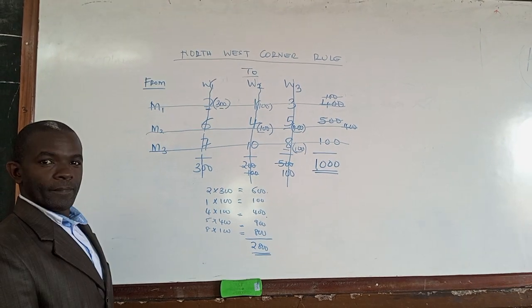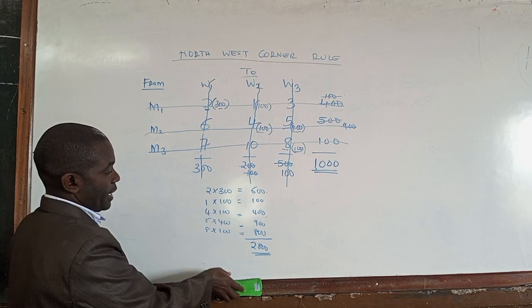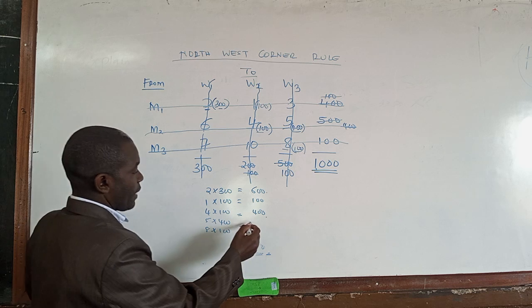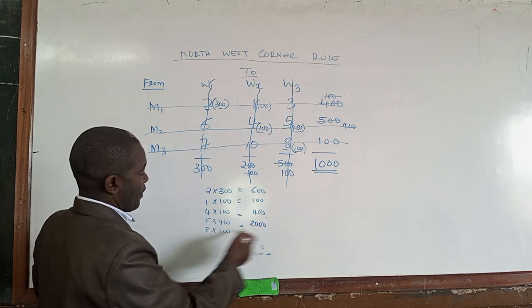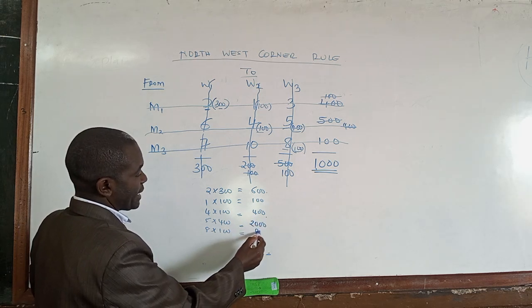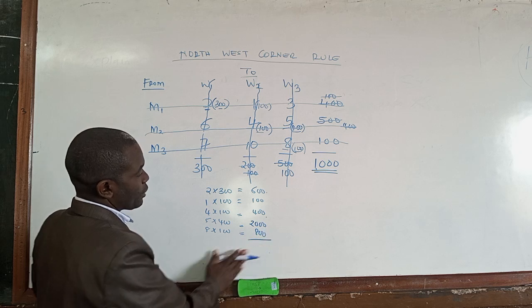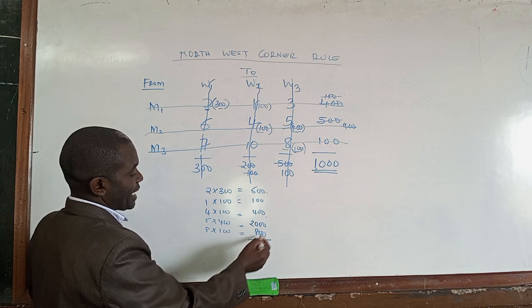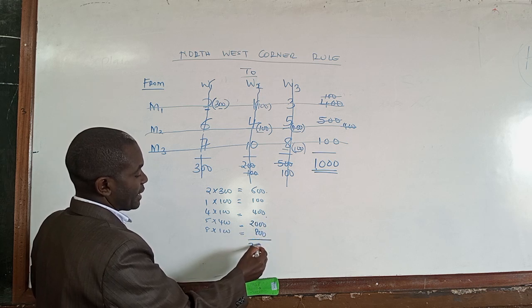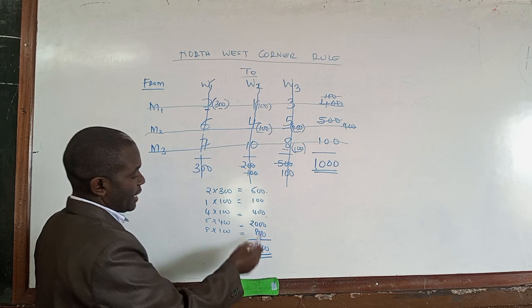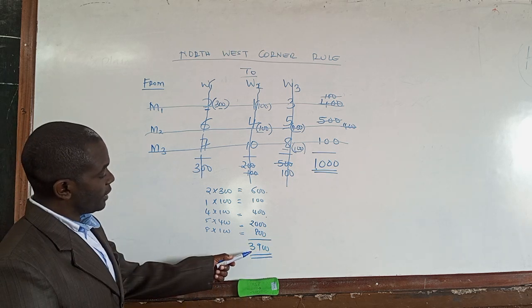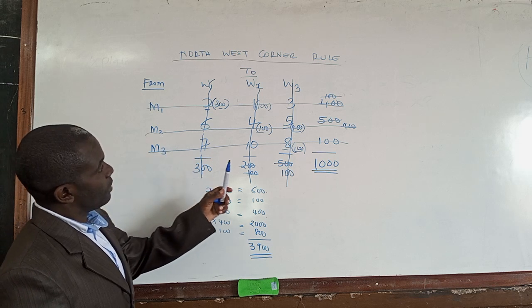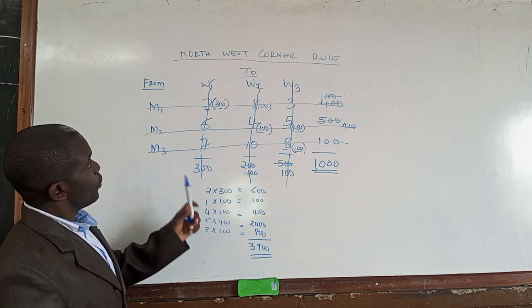Sorry for the wrong calculation. This 5 times 400 is 2,000. And then you have 8 times 100 is 800. Therefore, the total now will be 7 plus 4, 1,100. 31 plus 8 becomes 3,900 Kenya shillings. This is the total cost of transporting our materials from M1, M2, M3 to W1, W2, W3 using the northwest corner rule.